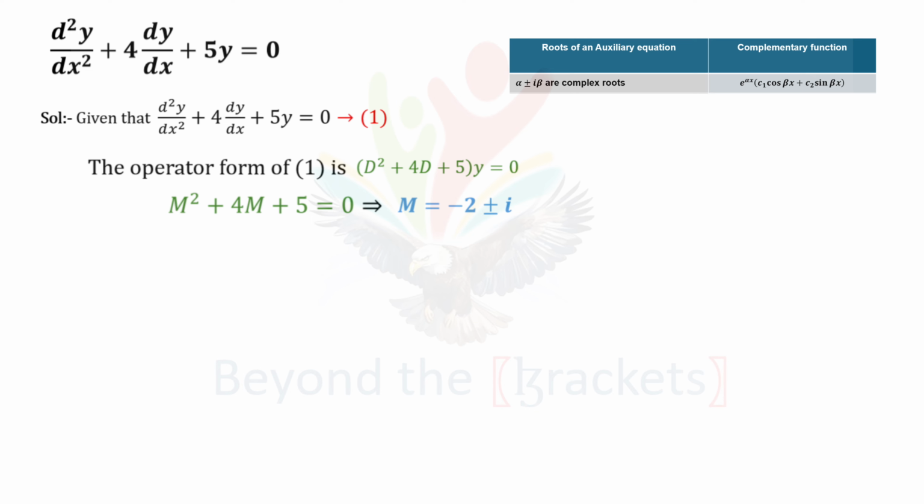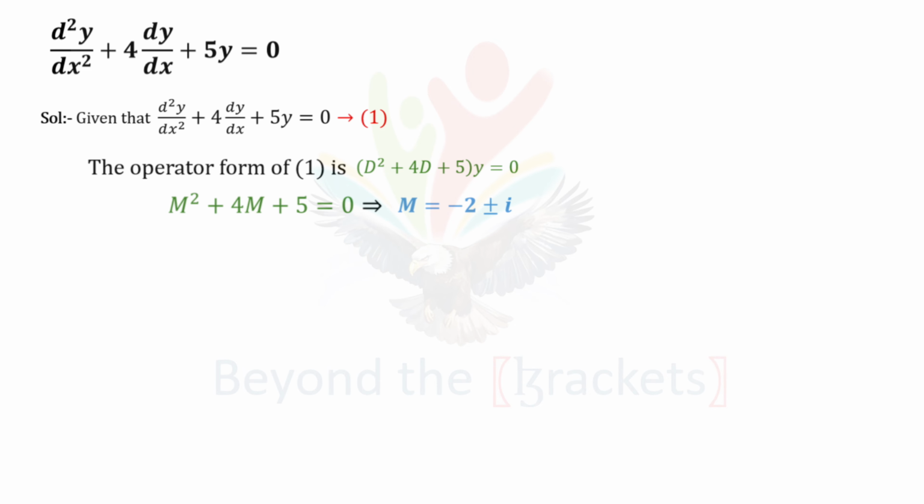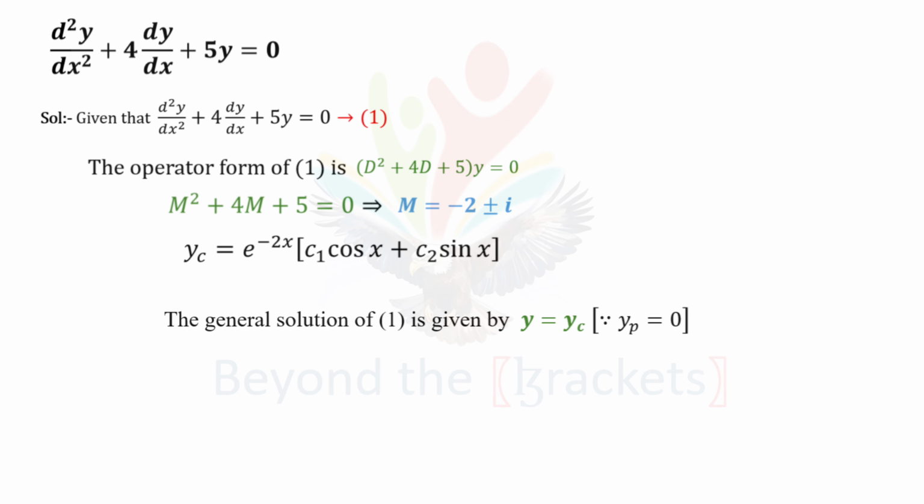Complementary function for complex roots alpha plus or minus i beta is given as e power alpha x into (c1 cos beta x plus c2 sin beta x). Here alpha is minus 2 and beta is 1. So yc will be equal to e power minus 2x (c1 cos x plus c2 sin x). Again, since yp is 0, solution will be y is equal to yc. So y is equal to e power minus 2x (c1 cos x plus c2 sin x).